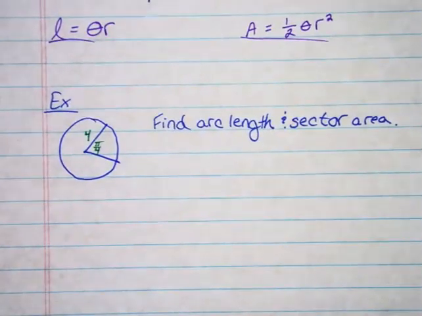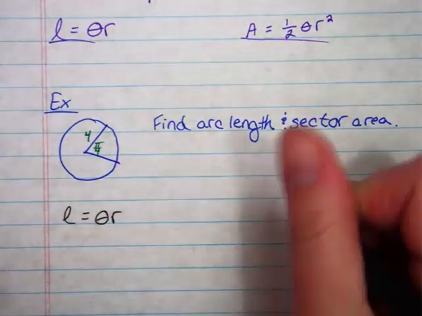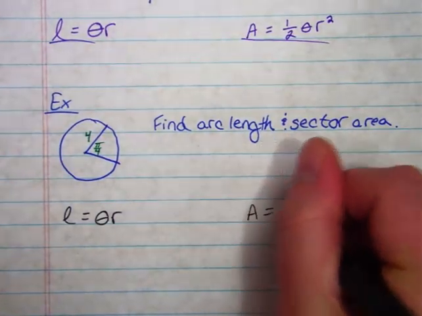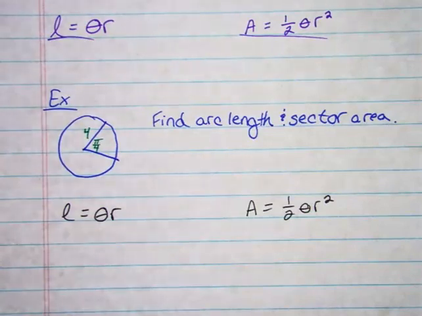If you want to use your degree formulas, if you know both of them, that's fine, but being able to do the conversion piece may help you along the way, make things a little bit easier. So I know arc length is theta times r, and I know my area formula is 1/2 theta r squared. So now I'm just going to plug in my information.